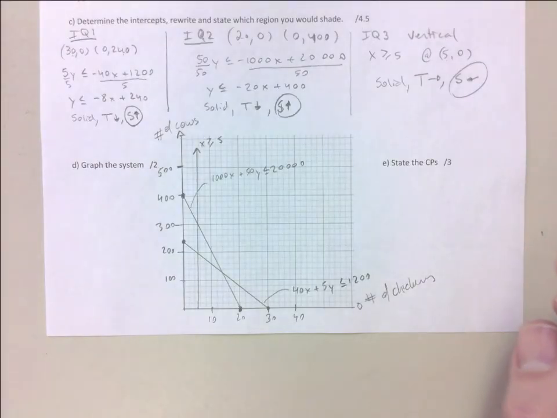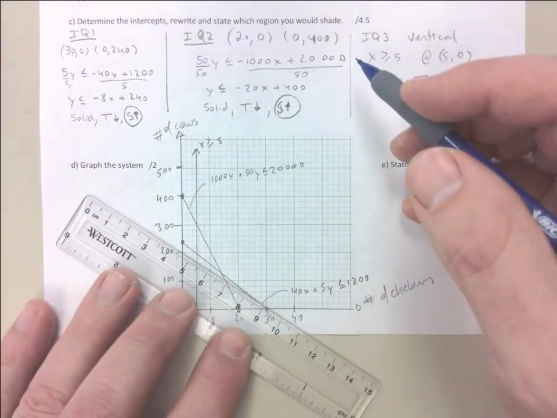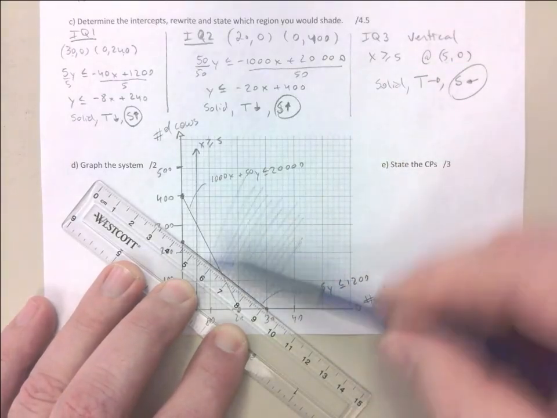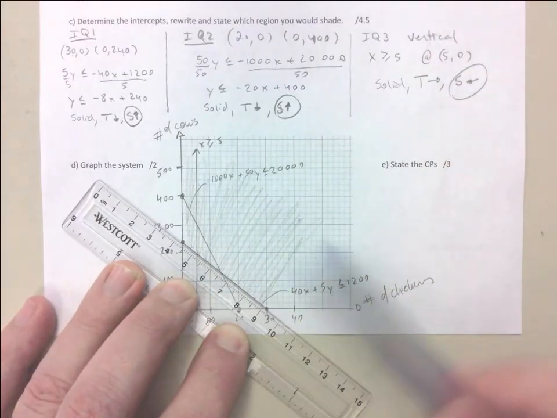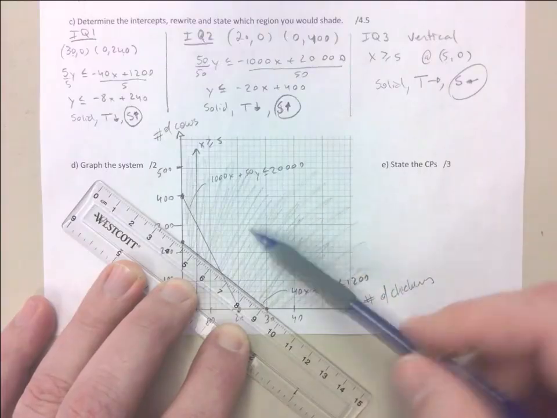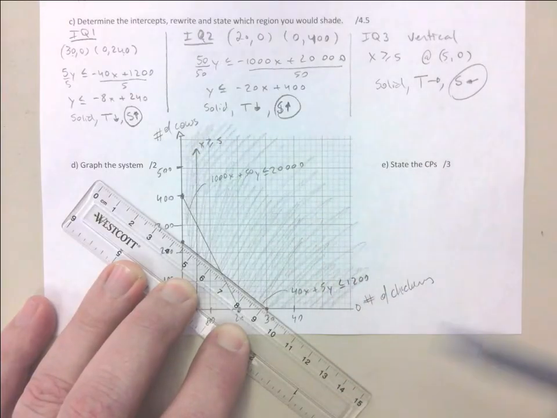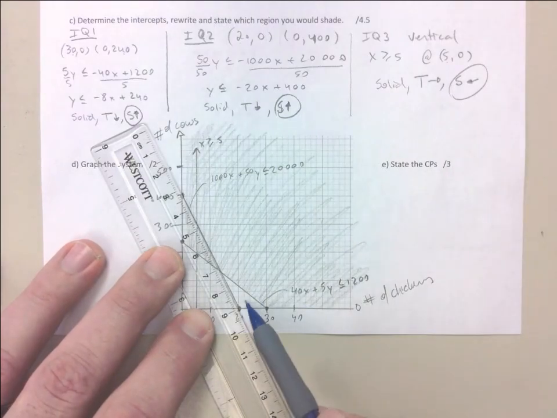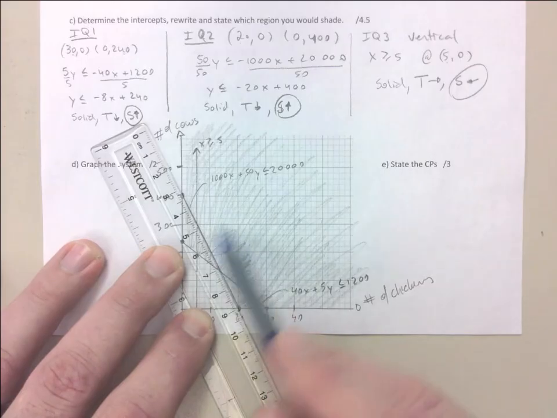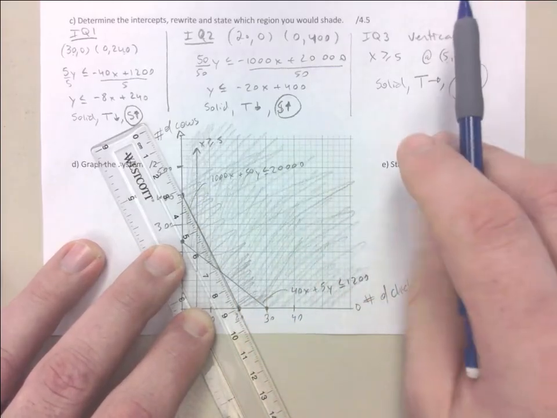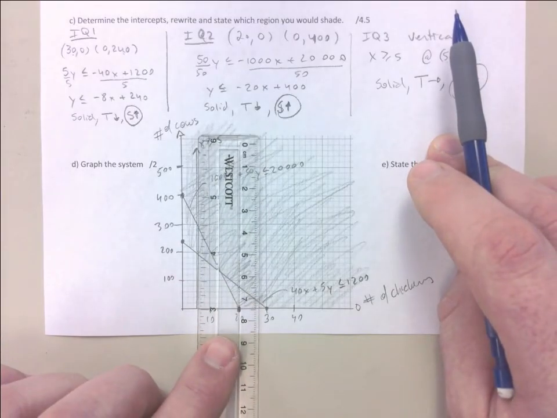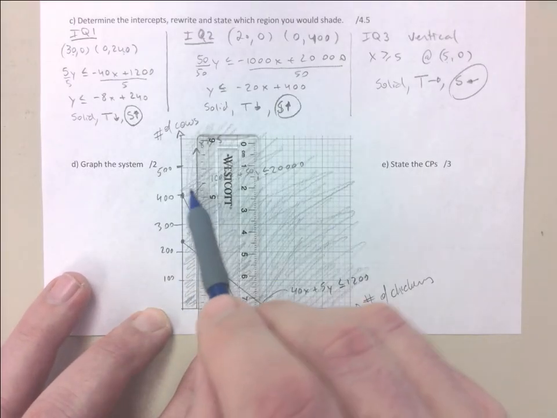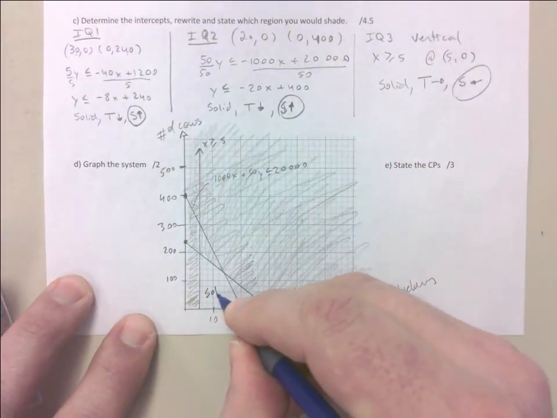Now let's shade. I'm going to start with my very first line. It says shade above. Shade above that one. Shade above this one. That gets rid of this sliver here. And it says shade to the left of that one. That's my solution right there.